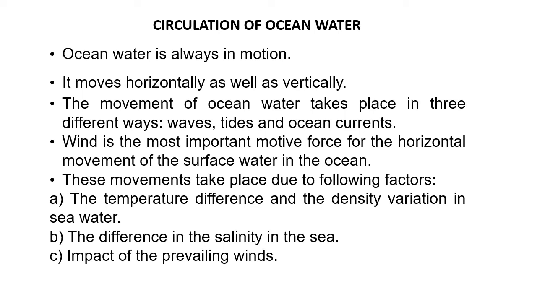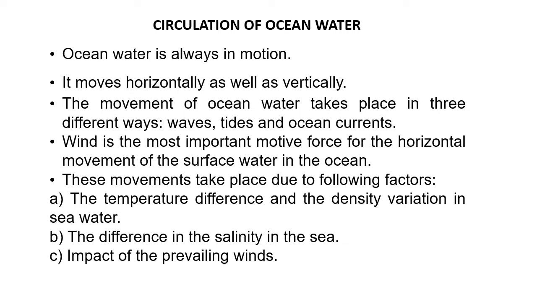You have seen that ocean water is always in motion and it moves both ways, horizontally as well as vertically. The movement of ocean water takes place in three different ways. There are three different names to these movements. One is waves, tides and ocean currents. Now, one by one, we will know about the different circulations of ocean waters. That is waves first, we will discuss the tides and then ocean currents.